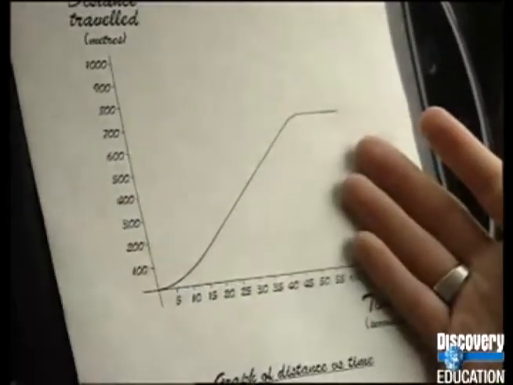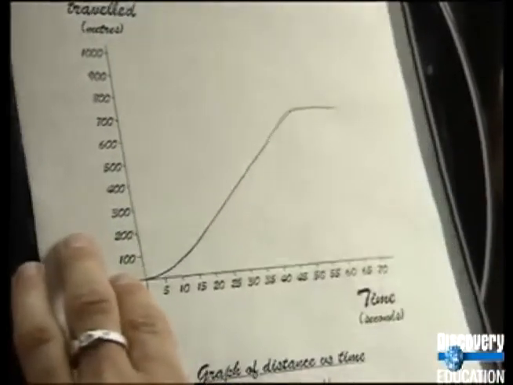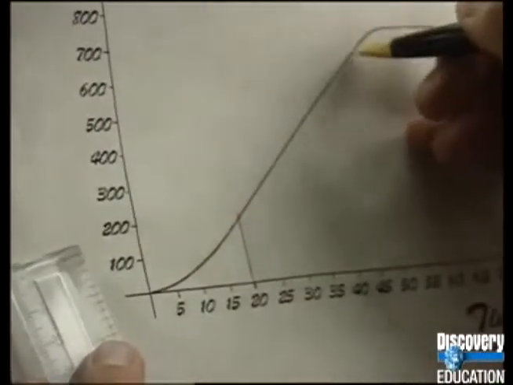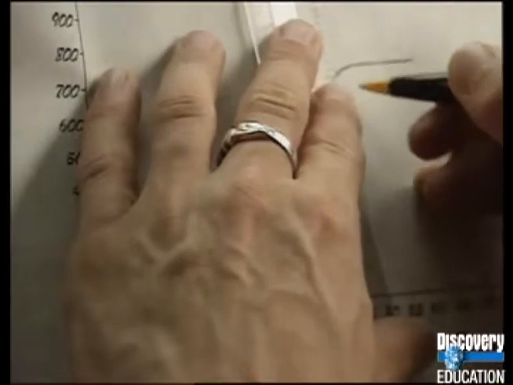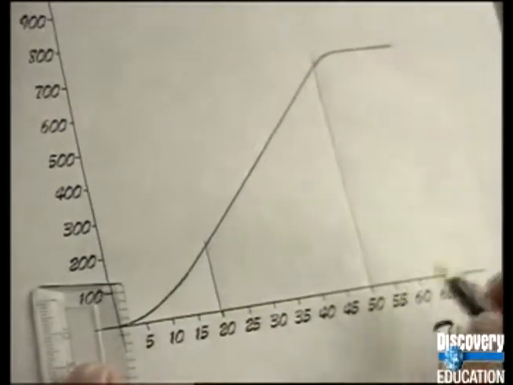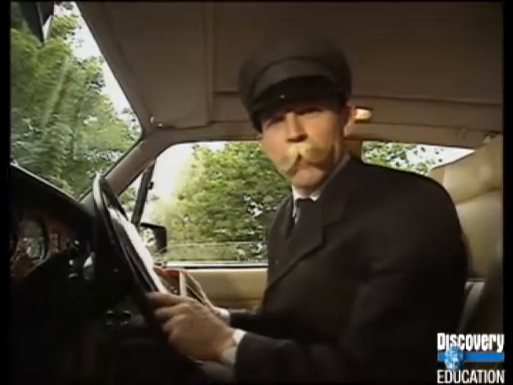What if I wanted to work out my constant speed? Well, that's this straight line here. All I do is draw a line from the beginning down to the time axis. That's the beginning of my constant speed, and then it ends around about there. I'll draw another line down. That gives me my time during my constant speed, which is 50 minus 20. That's 30 seconds, which is half a minute, if you're clever.